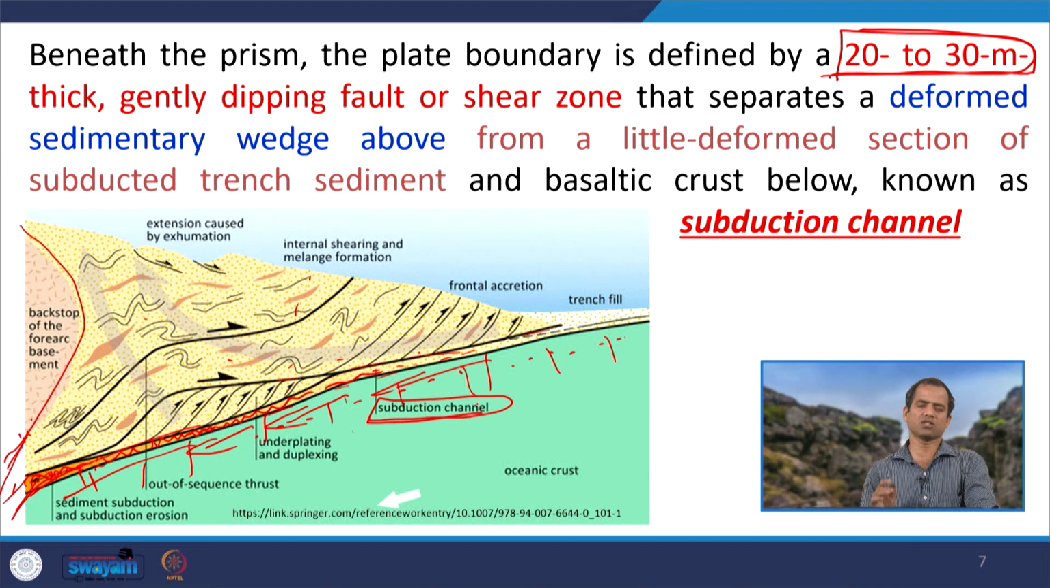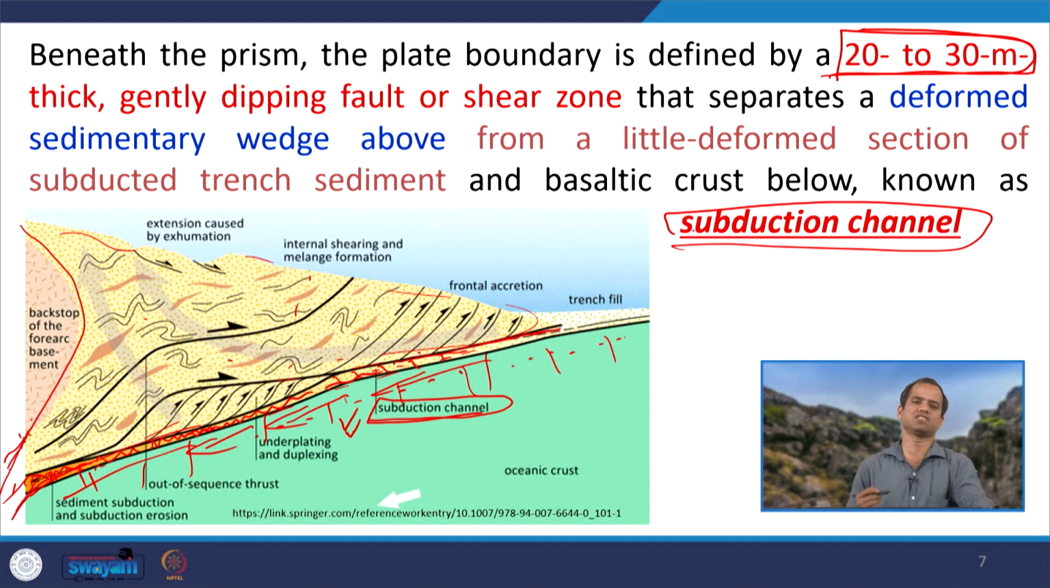That zone, the 20 to 30 meter zone or around 50 meter zone, which is highly crossed, sheared material, separates the relatively undeformed oceanic system from the relatively highly deformed accretionary system. This zone is called the subduction channel. And why is it called a channel? Because in a channel, flow takes place. Similarly, within that channel, sediment flow takes place.